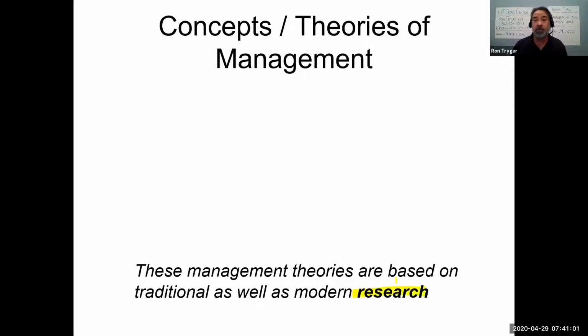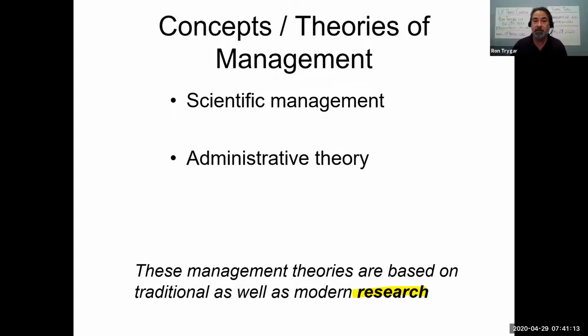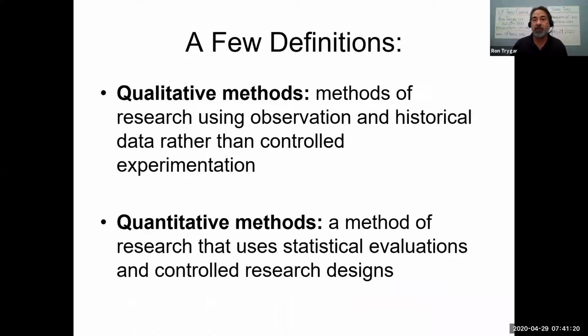So traditional research and modern research. Traditional is back in the 20s and 30s. Modern research is the 1990s, the 2000s, and up. So we have scientific management. We're going to talk about administrative theory, and we're going to talk about the behavioral approach. So we have a few definitions to cover.